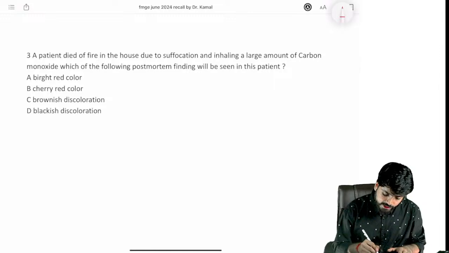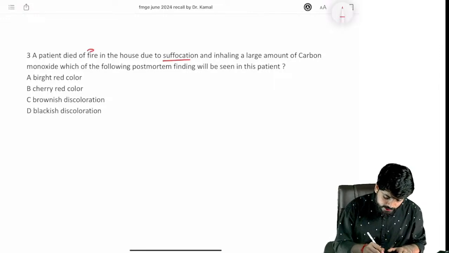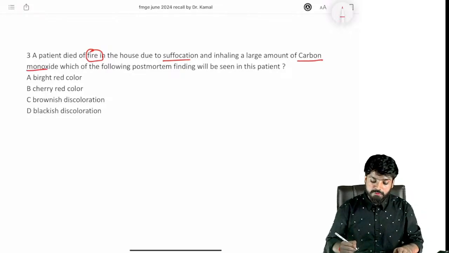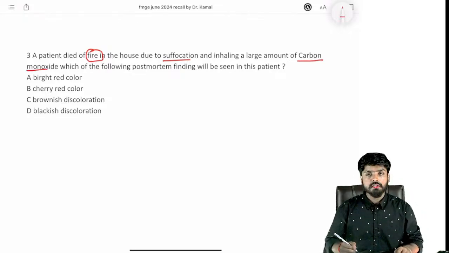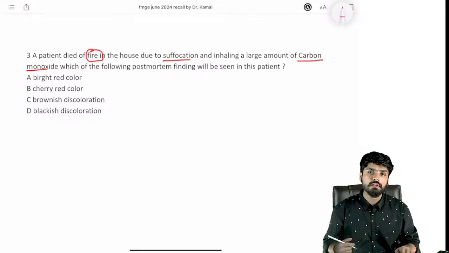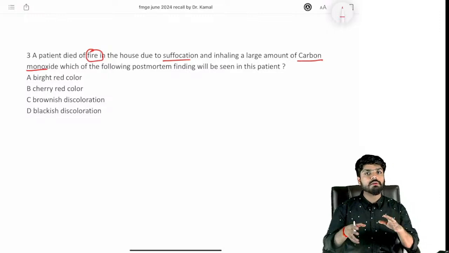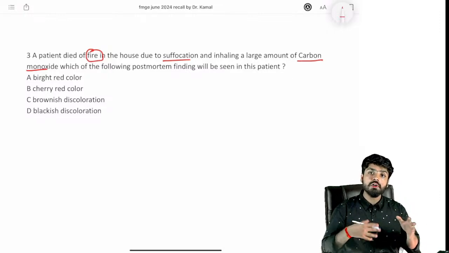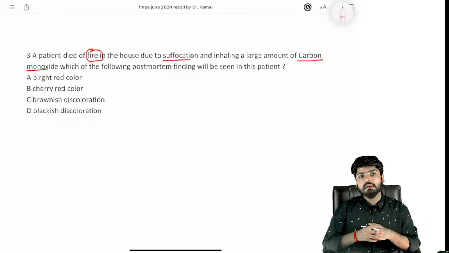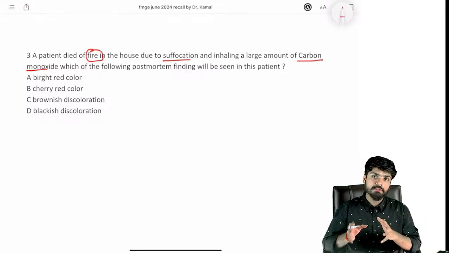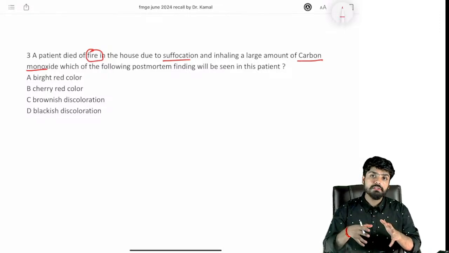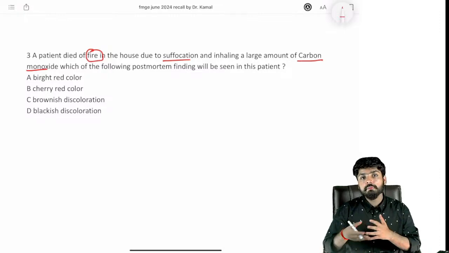A patient died of fire in the house due to suffocation. There is fire, suffocation, inhaling a large amount of carbon monoxide. Which of the following post-mortem findings will be seen in this patient? It's post-mortem staining, or the color changes to the skin that happen after a patient dies in a specific situation. We have to remember that because it helps a lot about the cause of death and the situation that the patient died in. For example, if you find a person's body lying in grass somewhere and he has a specific discoloration which happens due to a certain reason, you can understand how the patient has died, and it can't be mimicked as a natural death.